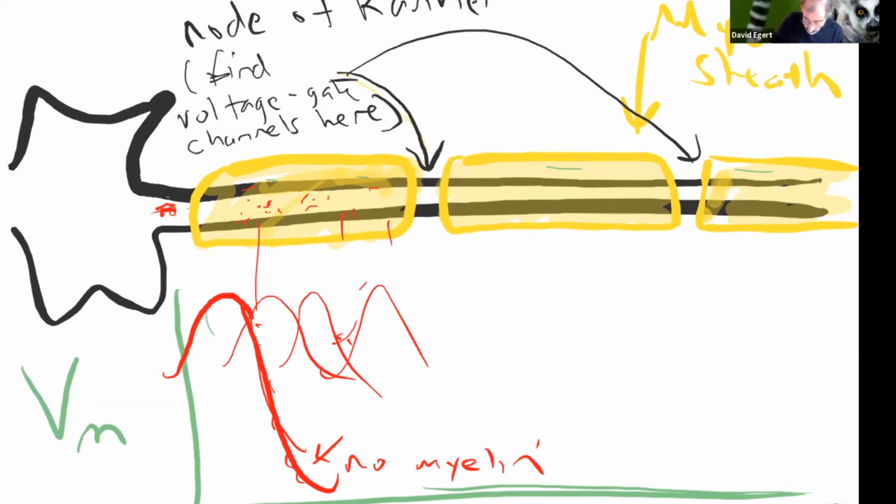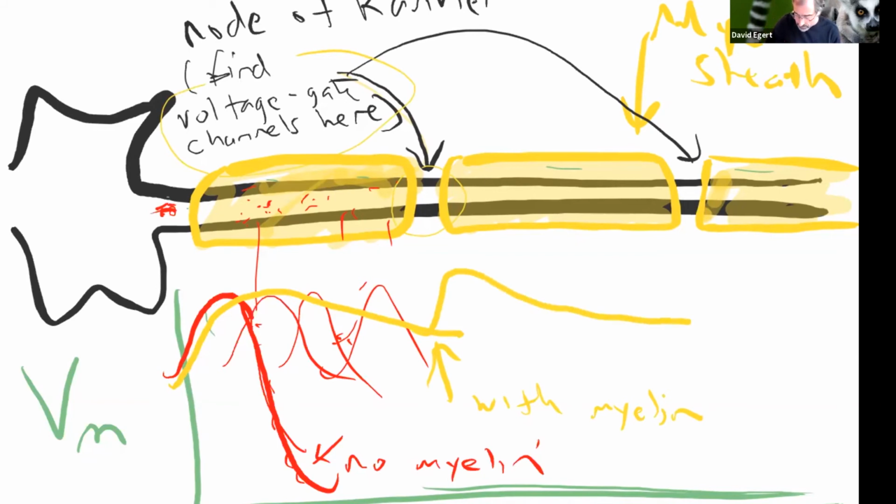If there is myelin, though, in this case, it goes up, then it comes down much slower. That insulation keeps the voltage from dropping so fast. It does still drop, but it means that you have a lot longer before you have to regenerate again. So here we have the voltage gated channels in the node of Ranvier. Those are going to restore it. So wherever we have a node of Ranvier, we regenerate the signal and keep it going.